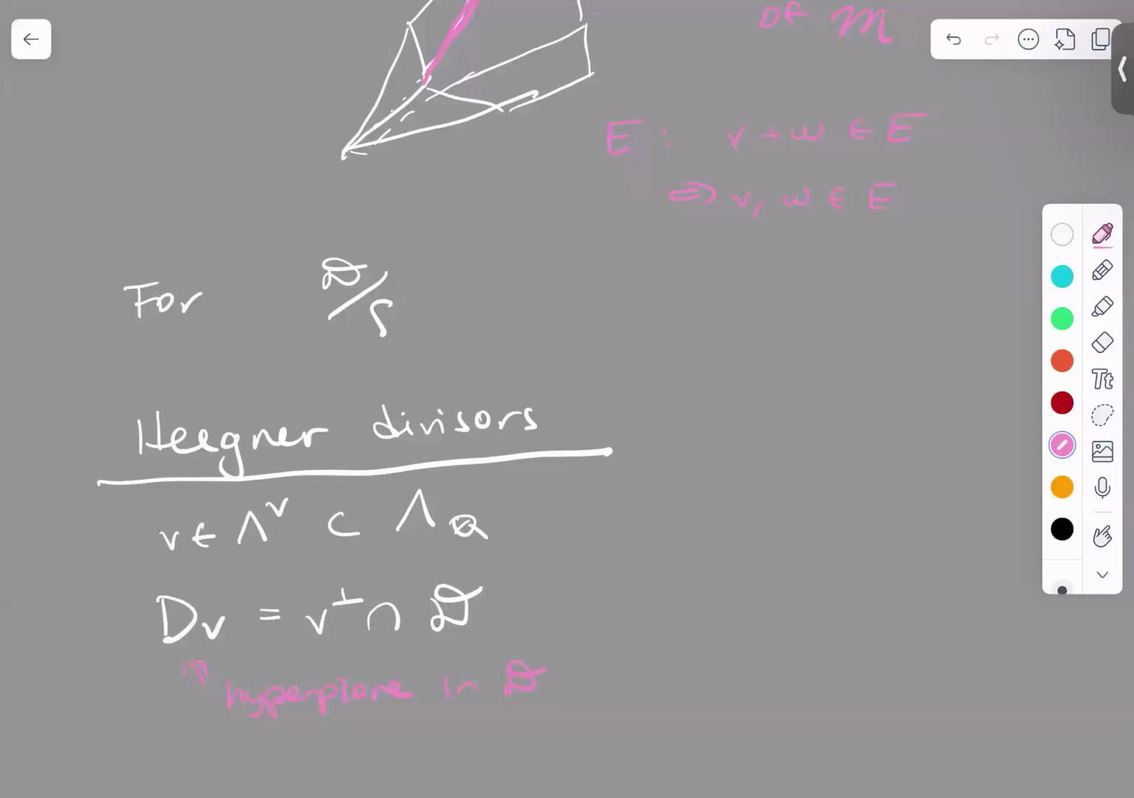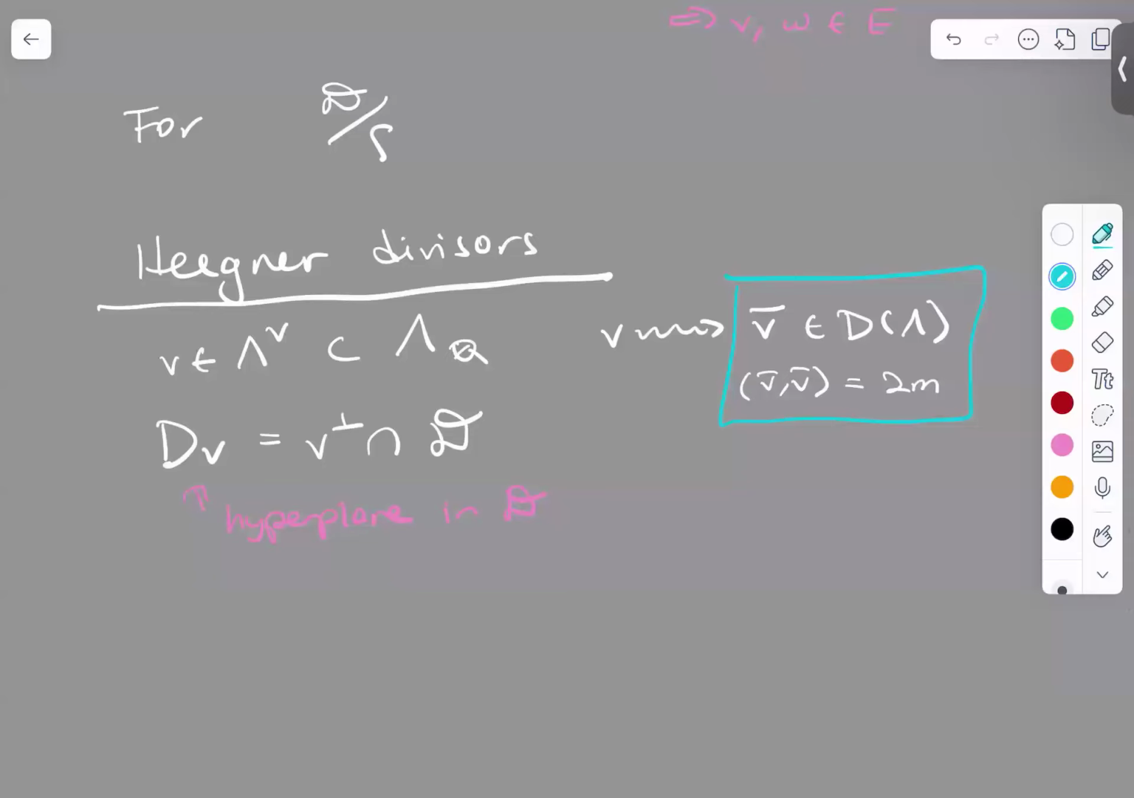So this defines for me a hyperplane in D. And for this vector, I also have two pieces of data associated to it. I can associate to it its class in the discriminant group of the lattice. And I can also associate to it its self-intersection, which, because my lattice is even, will be divisible by 2. And then I can look at that in the discriminant group as well. So I can associate to it these two pieces of data.